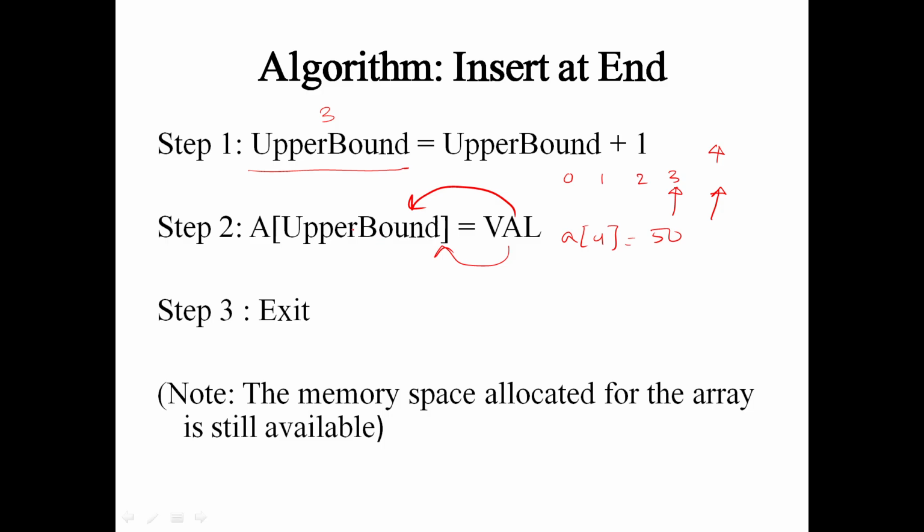Time complexity is just order of 1. You are not shifting any elements and you are not iterating anything. You are not traversing through any loop. So time complexity is just constant time.